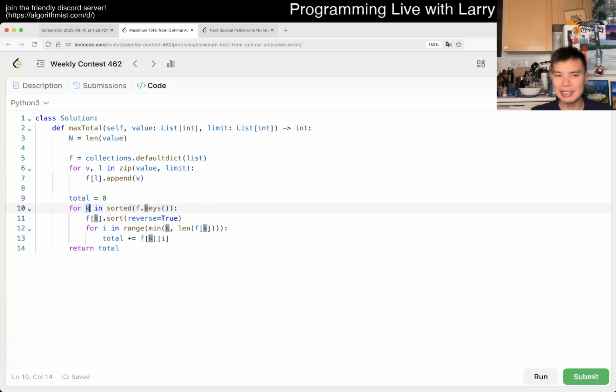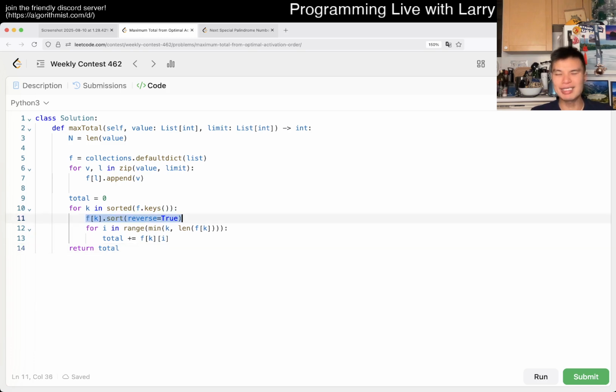Anyway, for every k that is sorted, we sort all the elements there. We reverse it so that the bigger numbers are in the front, and then for the limit k, we just make sure that we take the largest k elements, add it to the total, and then that's it. We just return the total, and we are all Gucci. And yeah, that's it. What's the complexity here, right?